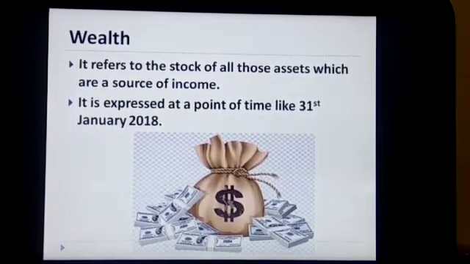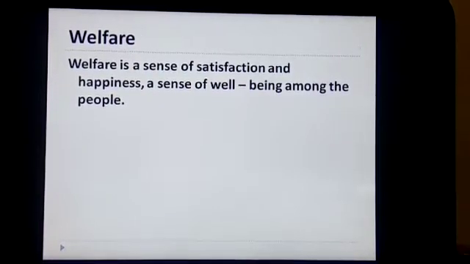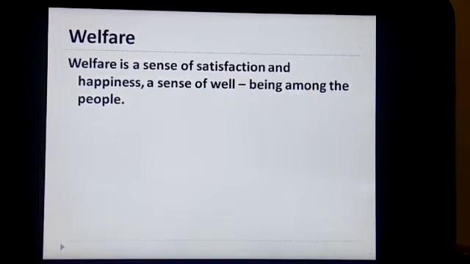Next concept is welfare. Welfare is a sense of satisfaction and happiness. It's a sense of well-being among the people. How do you attain welfare? You attain welfare when you have a sense of satisfaction that you are achieving everything. For a student, being educated, using a phone, having good food is what is called welfare. It is basically a state of happiness and a sense of well-being. A healthy mind will be a welfare mind, right? So welfare is basically a sense of satisfaction, a feeling of happiness.